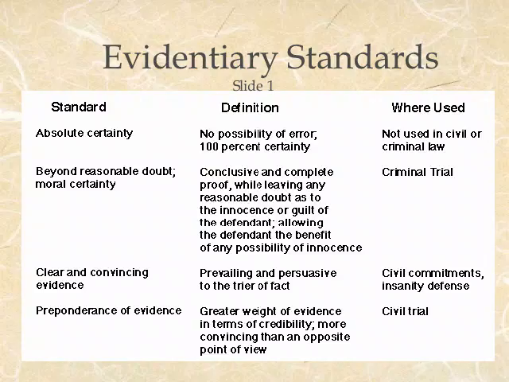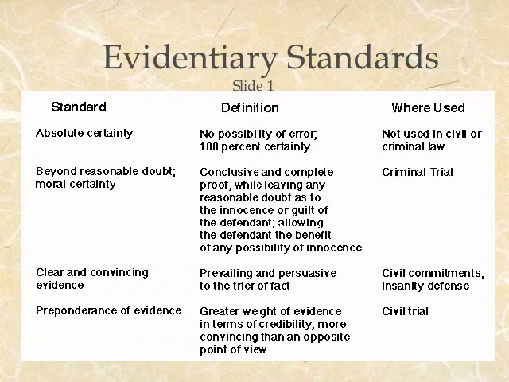The next level or standard is beyond a reasonable doubt, more certainty. The definition is conclusive and complete proof, leaving no reasonable doubt as to the guilt of the defendant, allowing the defendant the benefit of any possibility of innocence, and this is used in criminal trial. Next standard is clear and convincing evidence.